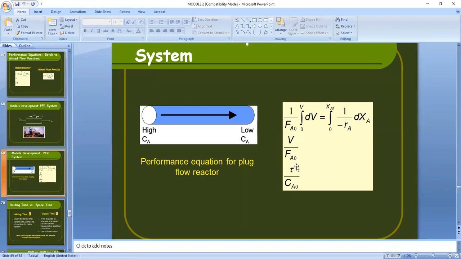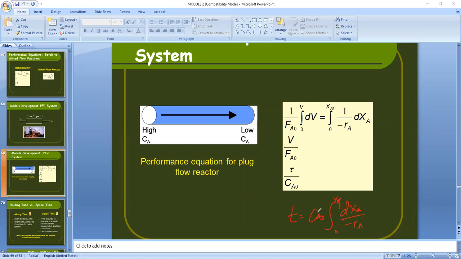Or it could be the tau over CAO because your FAO is CAO times small v sub O. So it could be written as this. And the right side is dXA over the rate expression again. The only difference of this formula with the batch is instead of writing it as tau in here, it's T. Because in the batch, what you have as the performance equation is T equal to CAO integral of dXA over the rate, 0 to XA. Okay, that's how we write it in the batch.